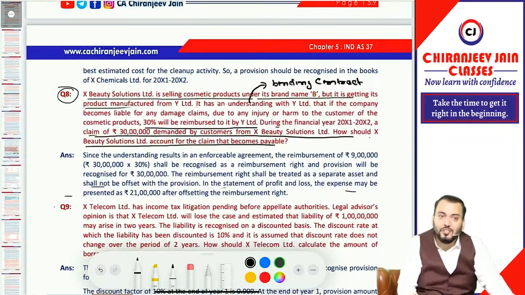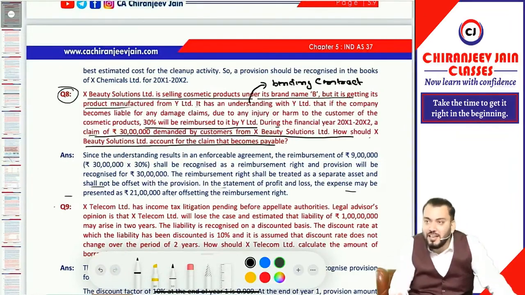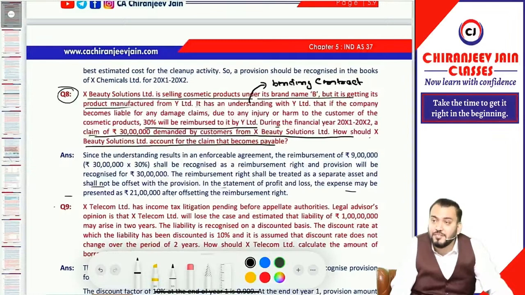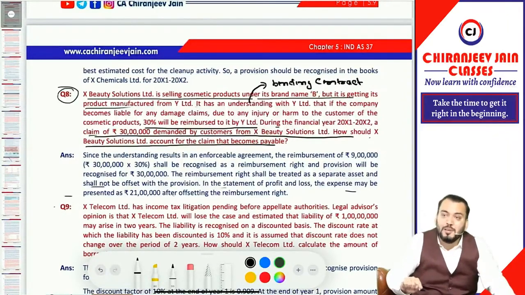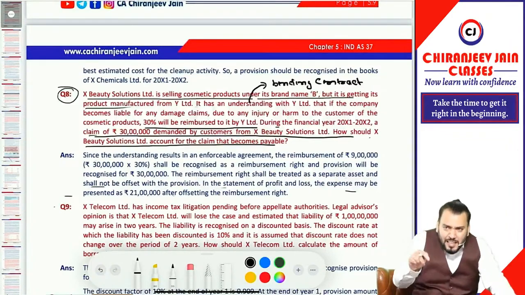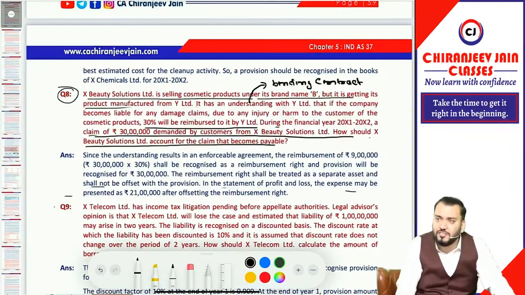30 lakh. So we should create a provision of 30 lakh. Now coming to reimbursement. Reimbursement is 30% of 30 lakh. How much? Reimbursement is 30% of 30 lakh, means 9 lakh. So should we create an asset for this? Should we recognize an asset for this?